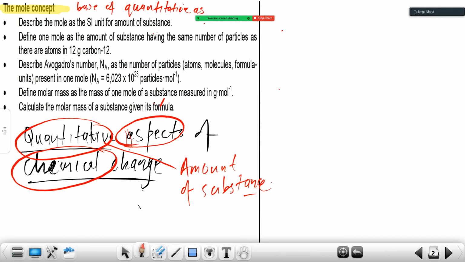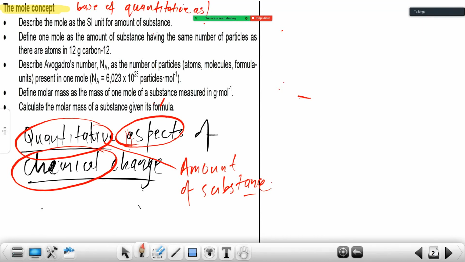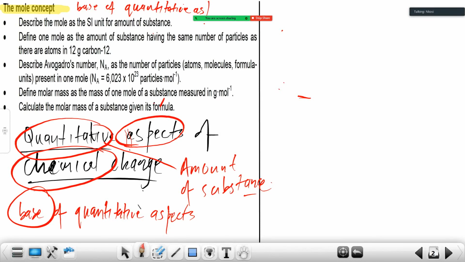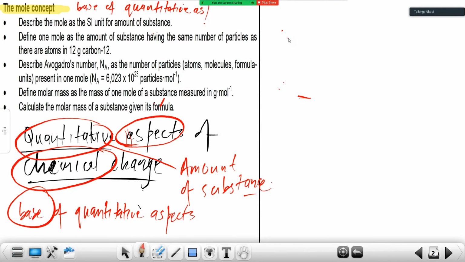Because it is the base of quantitative aspects, let me just write it here. Base of quantitative aspects. As a base, it means it will be a foundation for me. At the very same time, it will be what I need in order to fully explain everything that I am going to do. So the very first thing is we need to explain exactly what is a mole.